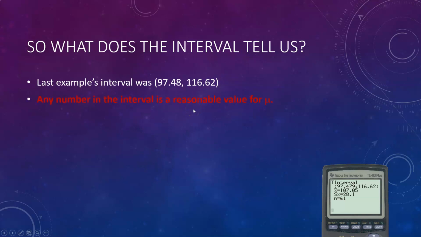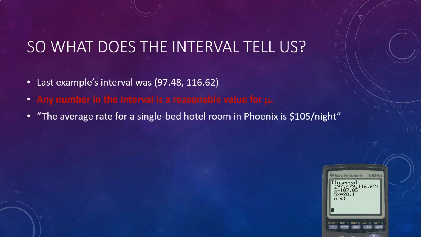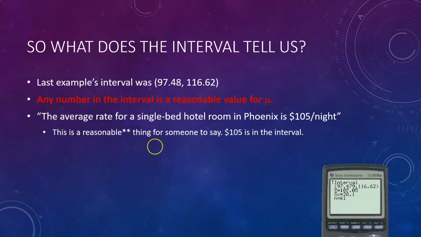So let's talk about interpreting precisely what this is saying. Any number in this range is a reasonable value for the mean of the population. So I'm not only saying that the mean, in this case the mean hotel rate, is between $97.48 and $116.62. I'm saying that any number in that range is a reasonable value for that mean. So if someone were to say that the average rate for a room is $105 a night, that would be a reasonable thing to say.